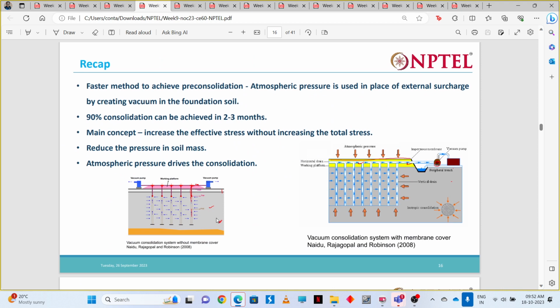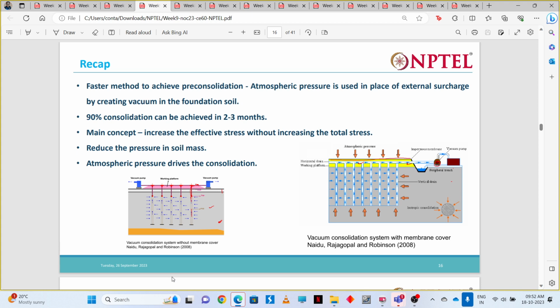Then one more thing we discussed was vacuum consolidation. What is vacuum consolidation? Generally, say we have PVDs given, right? What we need to do is increase the vertical pressure over the soil to give some overburden pressure, so that the effective stress increases.